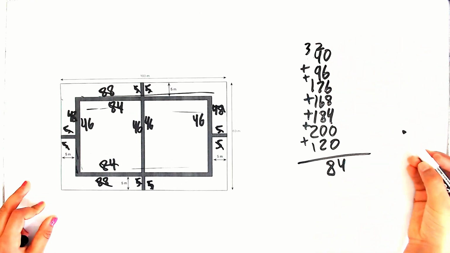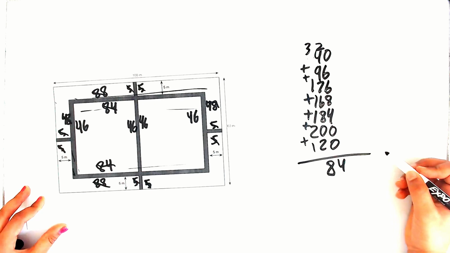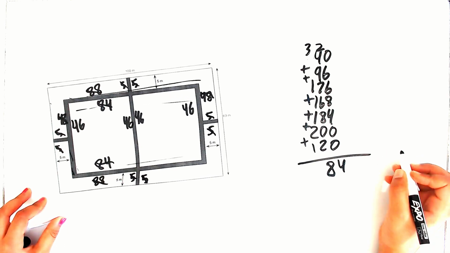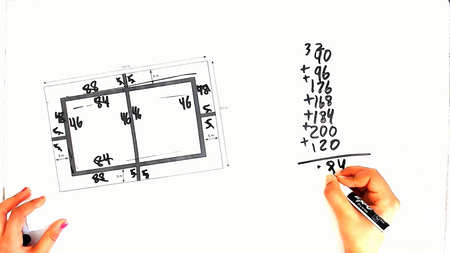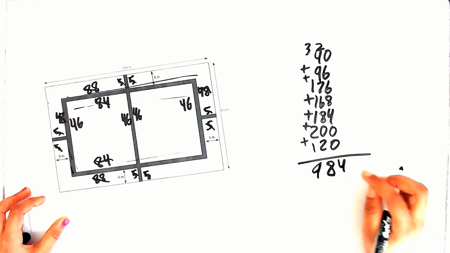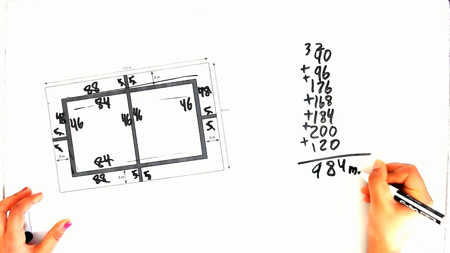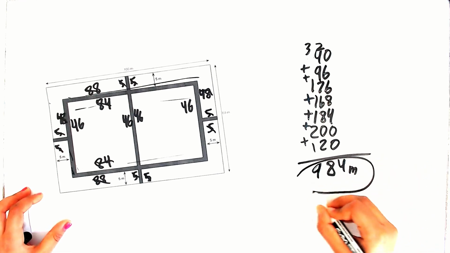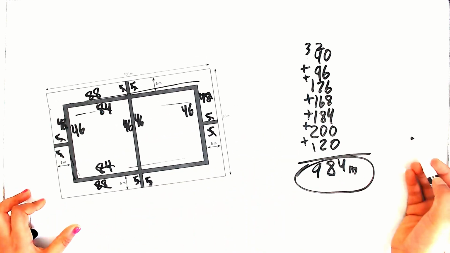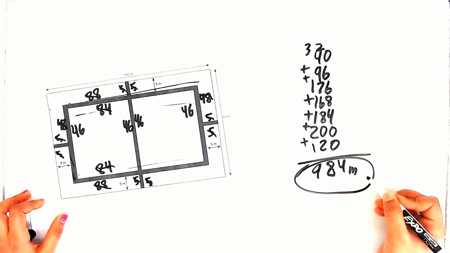So 3 plus 1 equals 4. Plus 1 equals 5. Plus 1 equals 6. Plus 2, 8. Plus 1 equals 9. So the answer is I need 984 meters of fence to put it all around the park. So 984 meters is the answer.